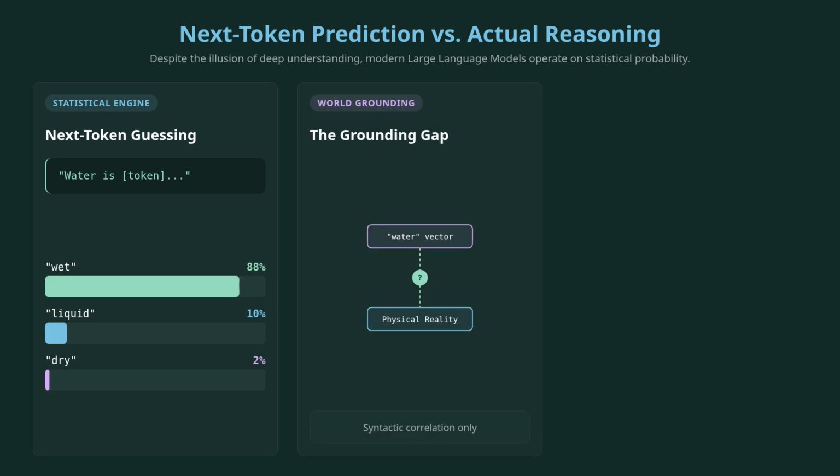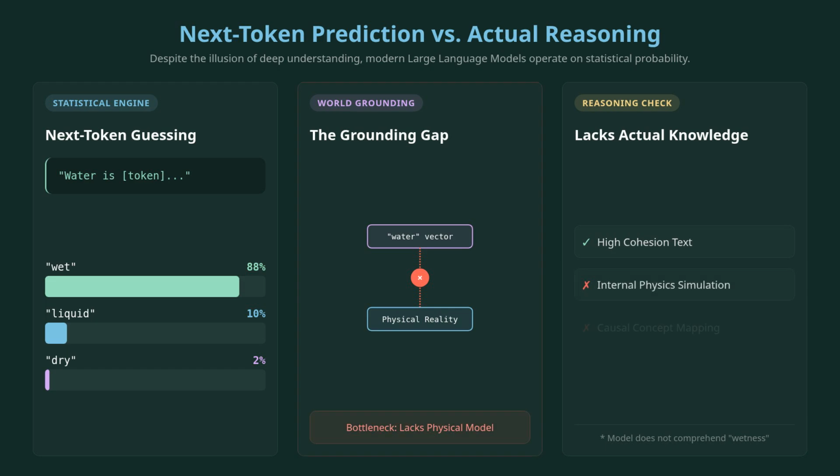This leads to a critical bottleneck: hallucination. Because the model lacks an underlying physical world model, it cannot verify the truth of its outputs. It does not actually know that water is wet or that dropped objects fall. It only knows that the word drop is statistically likely to be followed by ground.